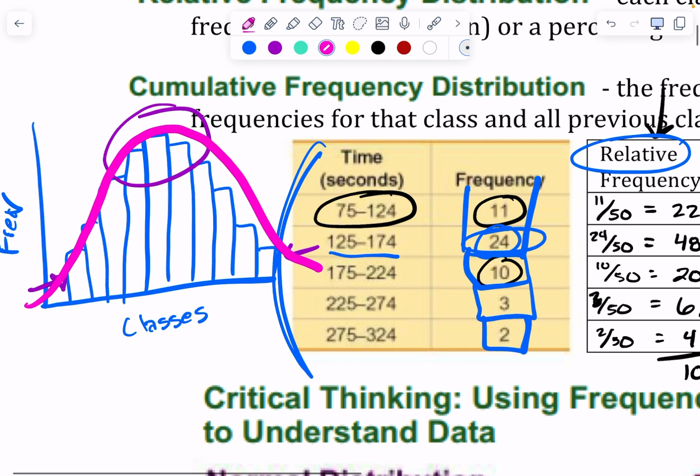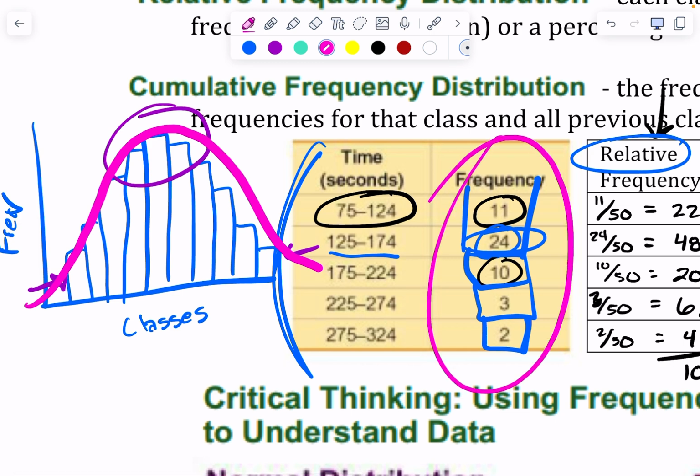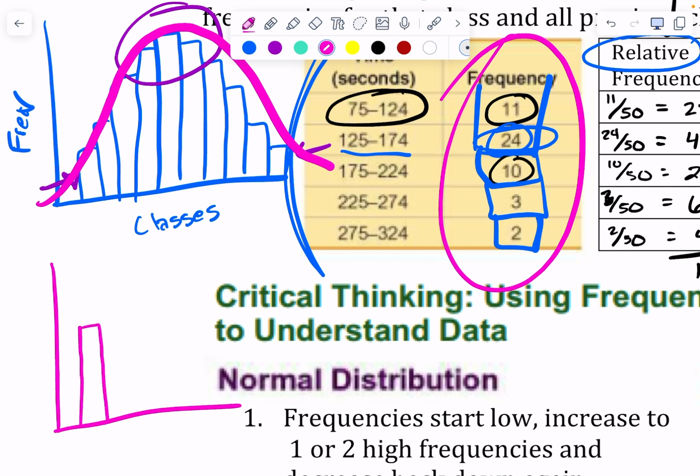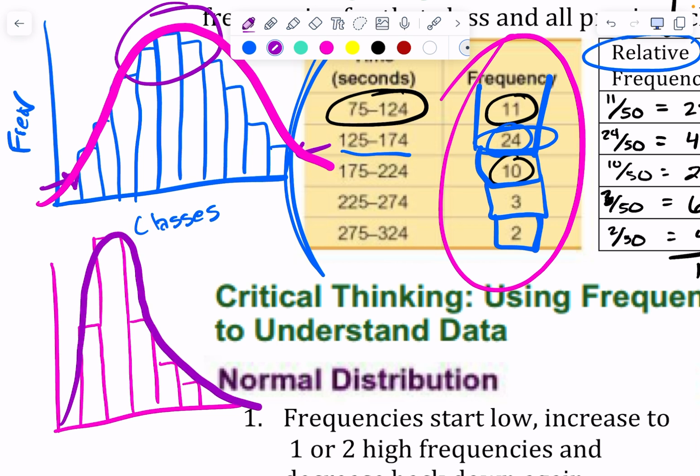All right, so let's talk about what this guy would look like if I would draw him. If I would draw him, he has a tall tower of 11 here, then a 24 tower here, then a 10 tower here, then a 3 tower here, and a 2 tower here. He is not quite bell-shaped, right? He is slightly skewed, and he looks more like this. You see that? He is skewed to the right.